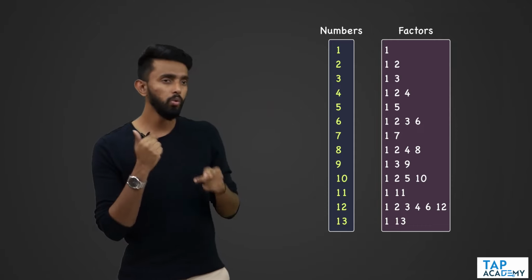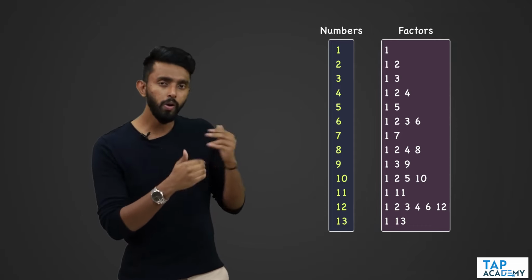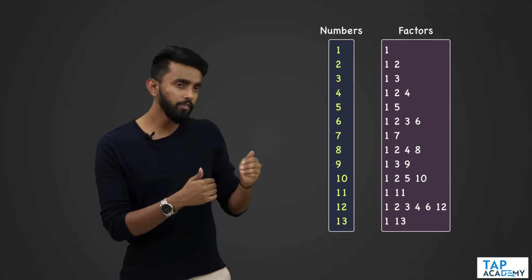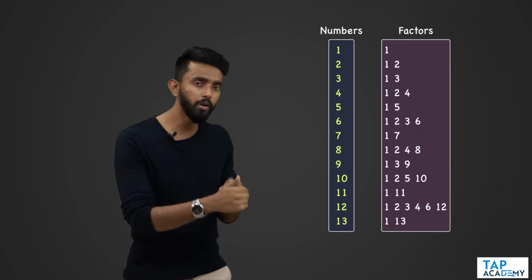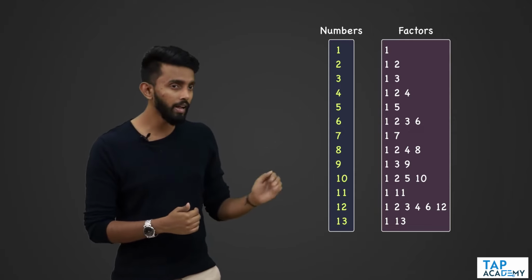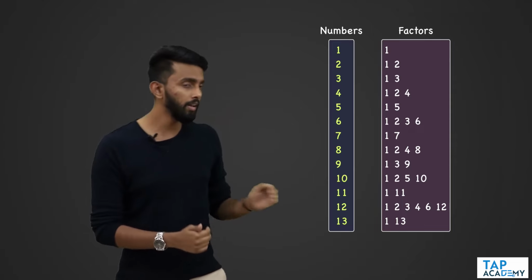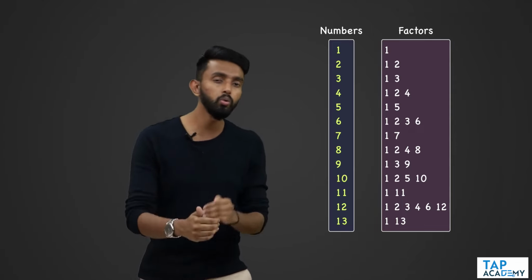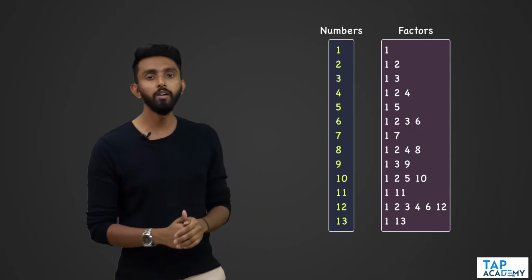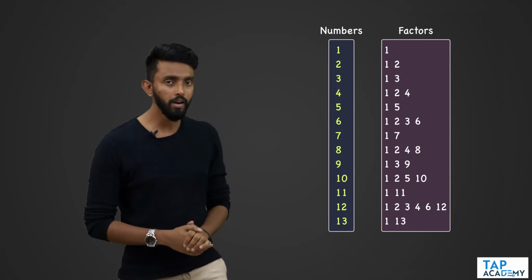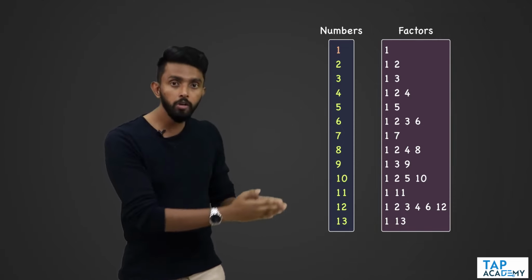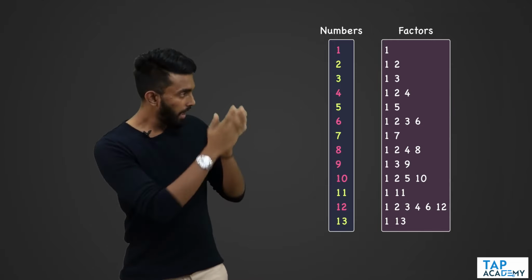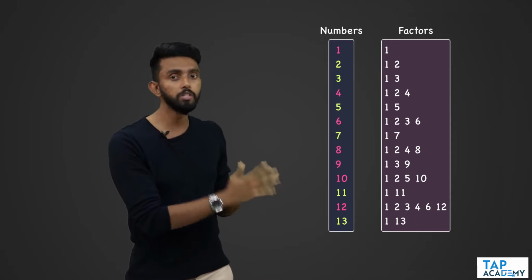2 is 1 and 2, 3 is 1 and 3, 4 is 1, 2 and 4, 5 is 1 and 5, 6 is 1, 2, 3, 6, 7 is 1 and 7, 8 is 1, 2, 4, 8, 9 is 1, 3, 9, 10 is 1, 2, 5, 10, 11 is 1 and 11, 12 is 1, 2, 3, 4, 6 and 12 and 13 is 1 and 13, right? Now, I'm just coloring all the non-prime numbers in one color. I'm coloring all the prime numbers in one color.